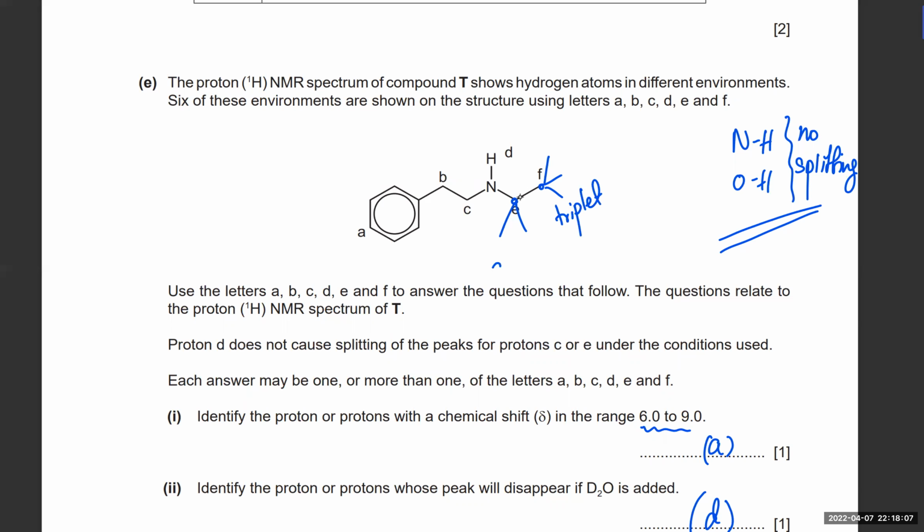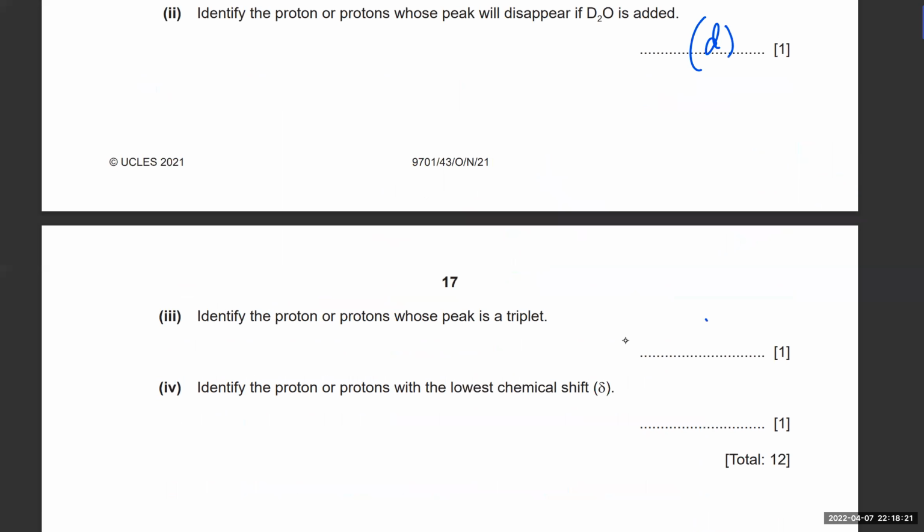Quadruplet. Okay, that's a quadruplet. And NH does not cause any splitting. So anyways, he was asking for the triplet, so that was F. And the last one is identify the proton with the lowest chemical shift value.